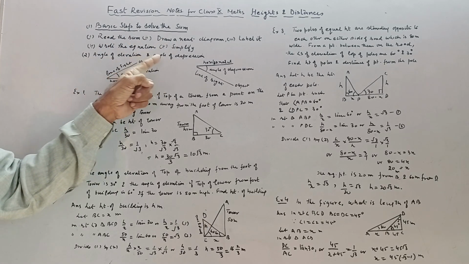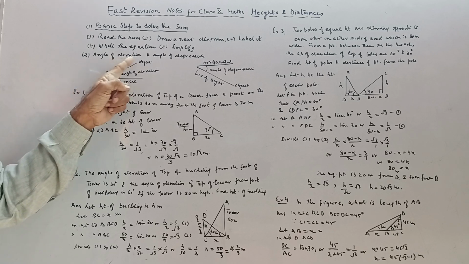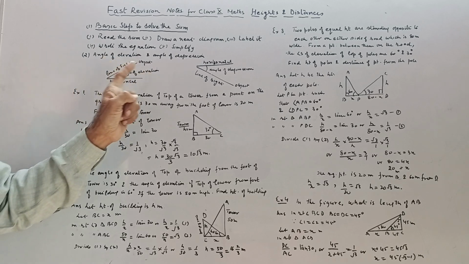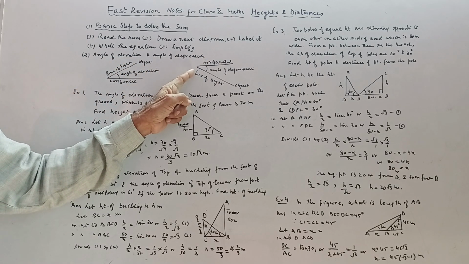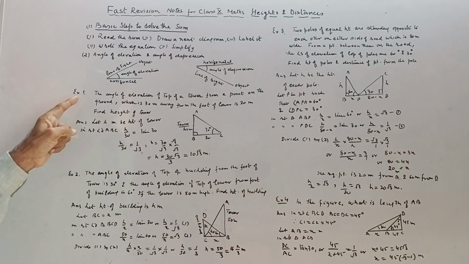Now angle of elevation and angle of depression are shown here. Horizontal, line of sight, object, angle of elevation. Horizontal, line of sight, object, angle of depression.